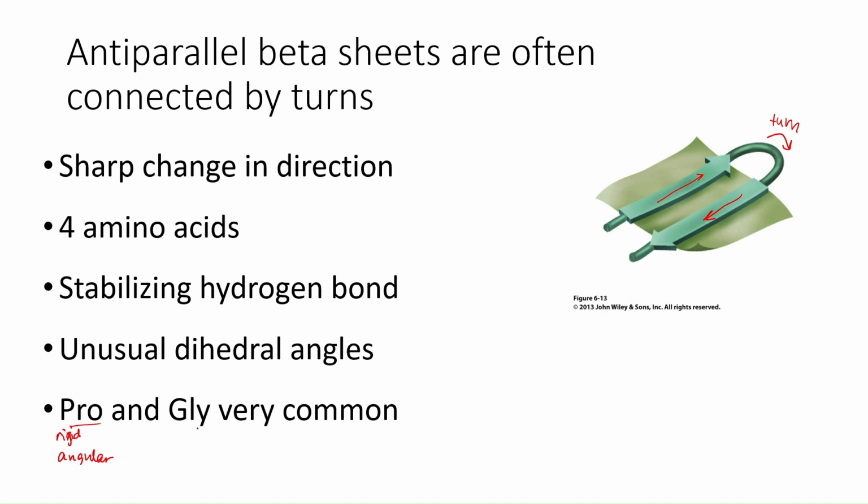Sort of for the opposite reason, we often see glycine in turns. So glycine is very flexible because its side chain is just a hydrogen, right? So glycine has the smallest side chain, and it has a whole lot of flexibility and rotation around its bonds for that reason in comparison to an amino acid like proline. So glycine will allow for that sharp change of direction to happen if you need to, as the protein is holding itself.